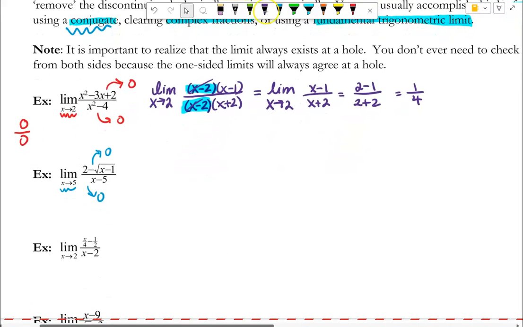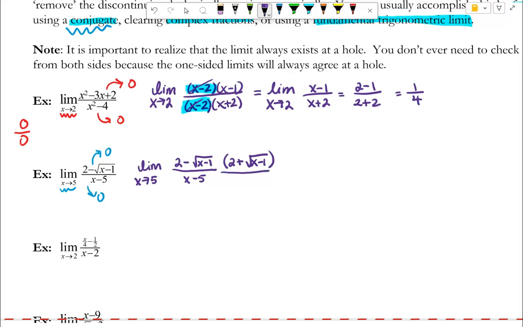All right, so we want to evaluate this limit, but we are going to multiply by the conjugate of the numerator. So we're going to multiply the numerator and the denominator by the conjugate of the numerator. And the reason we're doing this is this will allow us to eliminate the hole, but it will also allow us to get rid of that square root in our numerator.